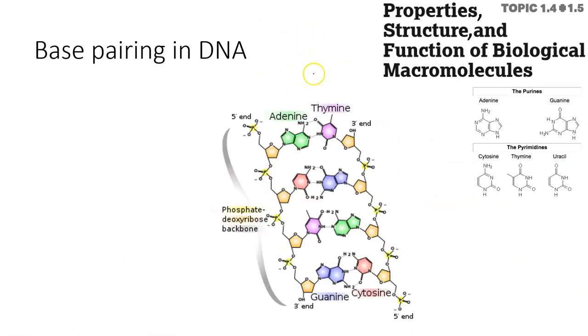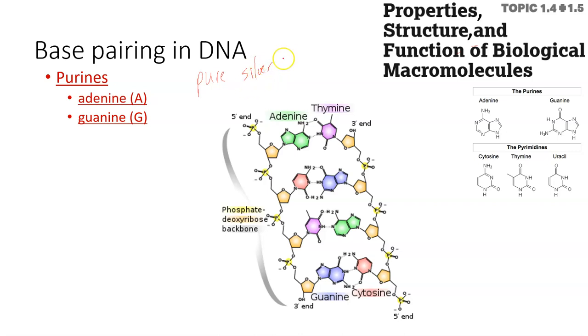Okay, so base pairing of DNA. You have these things called purines, which you've heard about before, but probably never knew that they were called purines. Adenine and guanine are considered purines, and the way I always remember that is pure silver. Pure silver, because we would abbreviate this chemical, silver, as Ag. Right? Silver, pure, Ag, pure silver. Adenine and guanine, those are your purines.